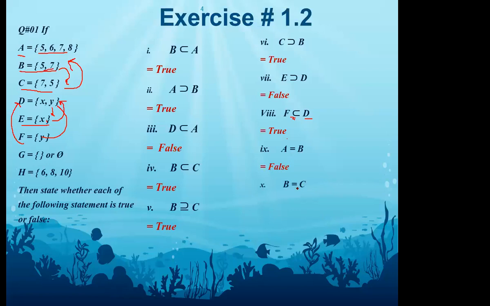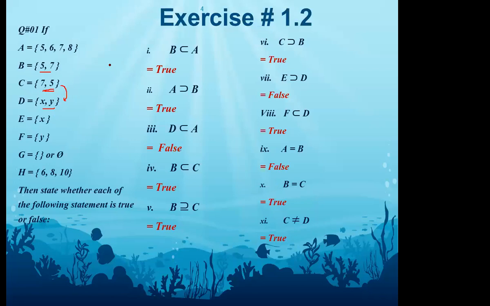Next is B is equal to C. Now look at this one, B is equal to C. Look at this one, all the elements are same. So what will be the answer? True or false? True. The answer will be true. Okay. Now move on to the next one. C is not equal to D. Means C is not equal to D. Means the elements of C and D are different. So the answer will be true. Okay.